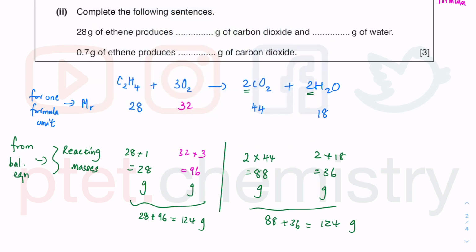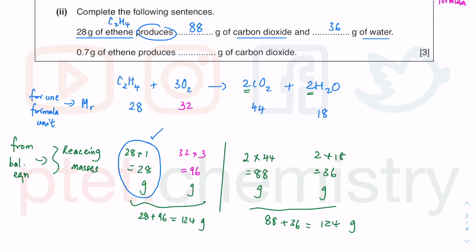Looking at the questions, I have 28 gram of ethene. I want to know how much gram of carbon dioxide and water it forms. So I look at this reacting mass. I have 28 gram here, so this is what I want. If I have 28 gram of ethene, how many gram of CO2 and H2O will I produce? Based on these balanced equations, I have 2 of that, so that is 88 gram. Very straightforward there. And this is 36 gram from 28 gram of ethene, which was the C2H4.